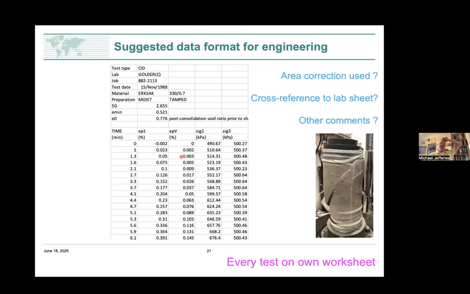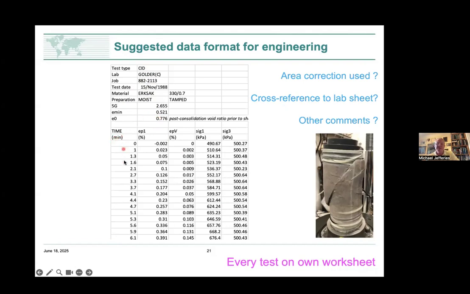And this is the format I've used over the time. It's just a very simple thing: test type, which lab did it, there'll be a project number, test date, soil tested, specific gravity, the minimum void ratio, and the post-consolidation ratio, void ratio prior to shear.